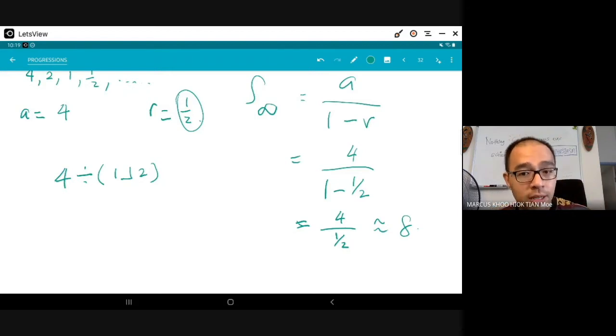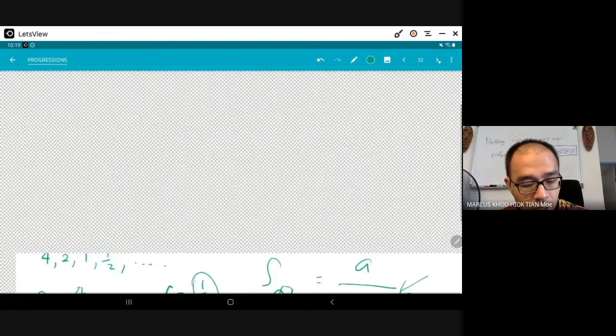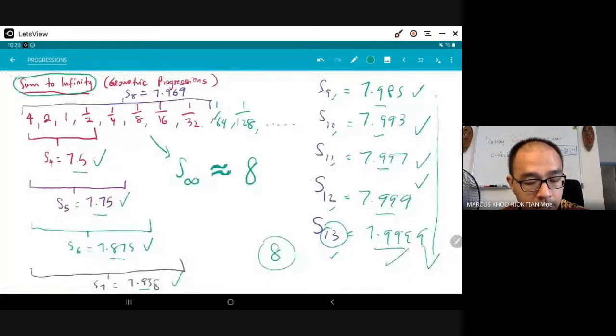So the formula is very simple. You just need to know A and you need to know R. Once you have that, then you substitute into this one. Then you can find the value of, what is this called? This is called the sum to infinity.